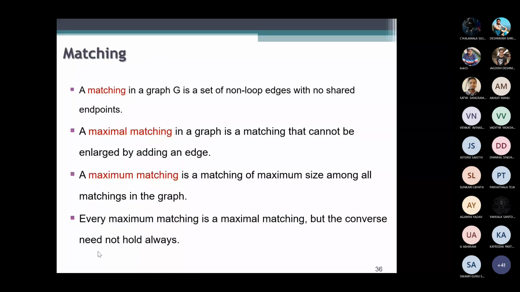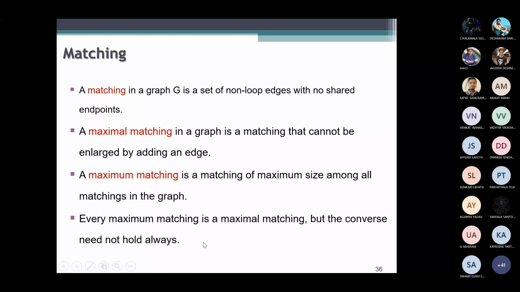Coming to another definition called matching. So matching is a subset of edges with no shared endpoints. And a maximal matching in a graph is a matching which cannot be extended or enlarged by adding an edge. And maximum matching is a matching of maximum size among all the matchings in the graph. Now, a maximum matching must be a maximal matching, but the converse need not hold always.